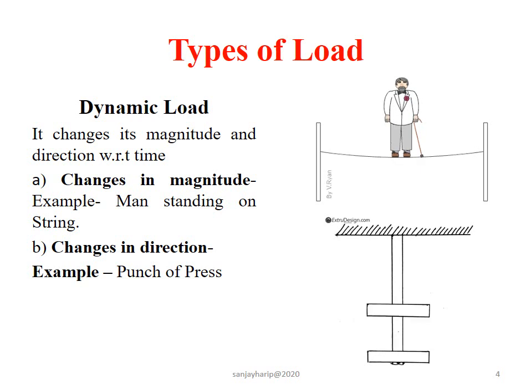Another load, that is suddenly applied or impact load. A load is suddenly applied with certain velocity on another component. That load is called as suddenly applied or impact load. We'll take one example, that is punch of press machine. Hammers on the component placed over the die as shown in the figure.